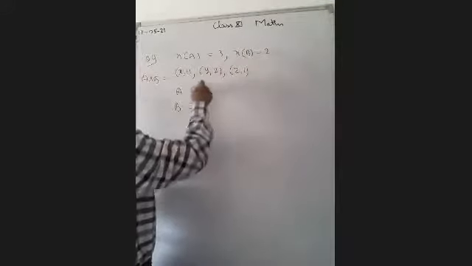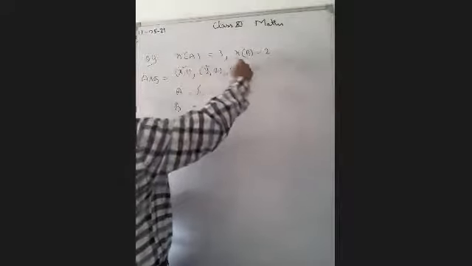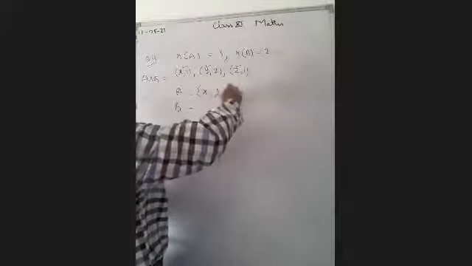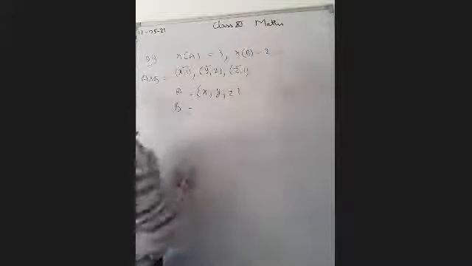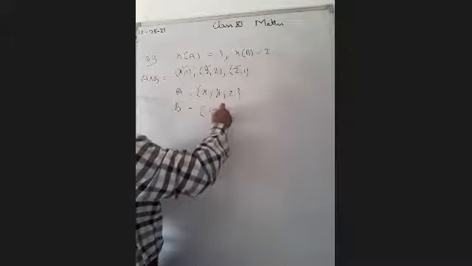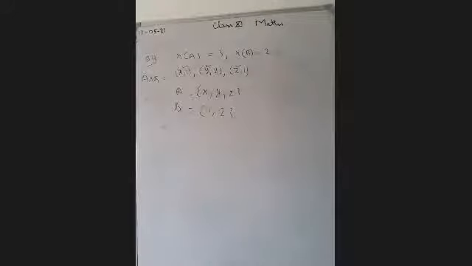So we have to write the elements of set A. The first elements belonging to set A will be x, y, and z. And what will be the elements of set B? That will be 1 and 2. This is a very simple question. You have to write the elements of set A and set B. So this question is also completed.